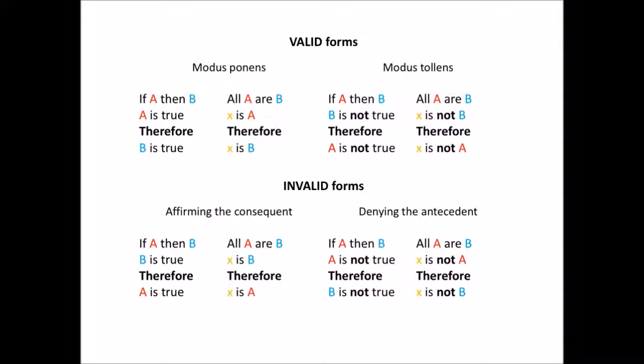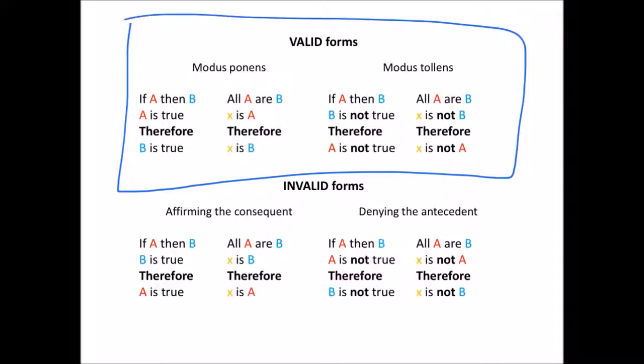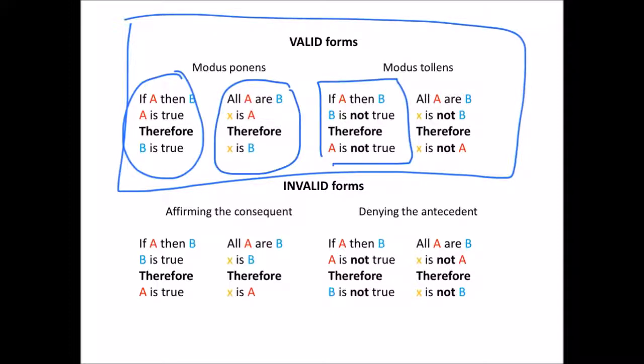So here is a table showing, first of all, the valid forms of argument that we've looked at. The simple form of modus ponens, if A then B, and A is true, so B is true. And the generalized form of modus ponens, all A are B, and some particular thing, X is A, therefore that thing is B. Here's the simple form of modus tollens, if A is true then B is, but B is not true, so A isn't true. And here is the generalized version of that, all A are B, X is not B, therefore X is not A.